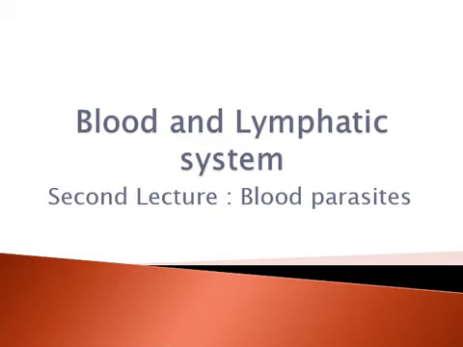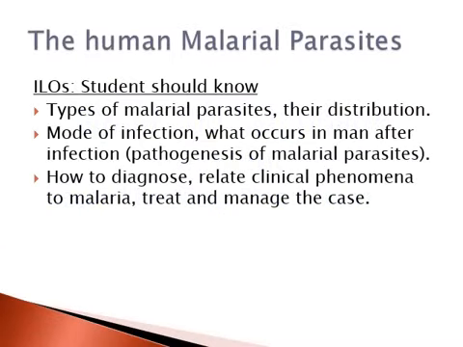This is our second lecture of parasitology in the blood and lymphatic system block. I am Magda Nazir with you, and this lecture is concerning blood parasites, which are the parasites we can see in blood. These parasites are also characterized by having their whole life cycle in blood. The first of them is human malarial parasites.